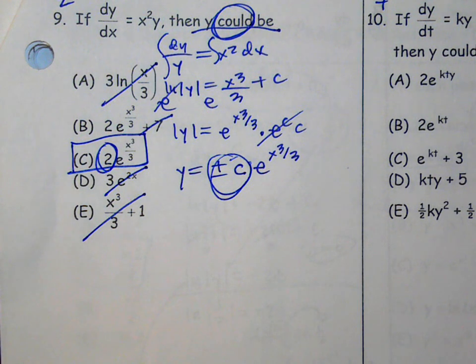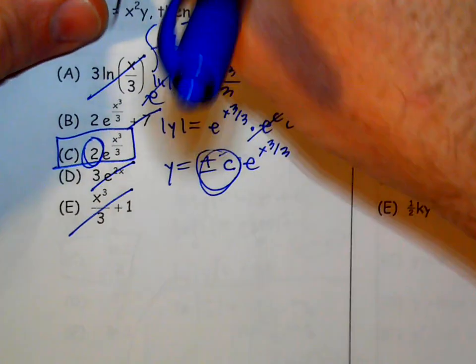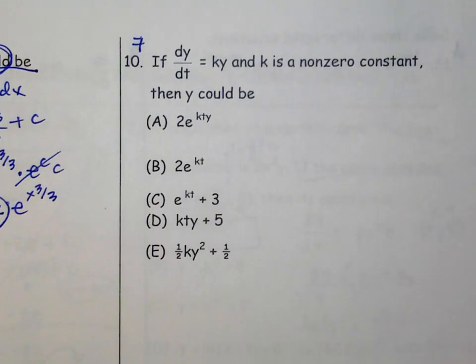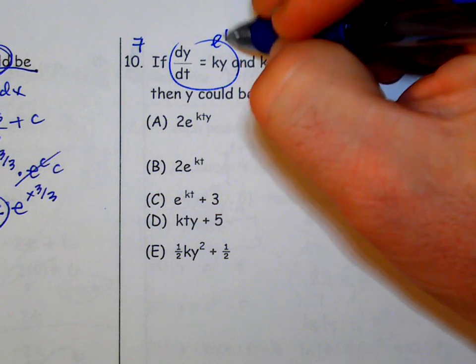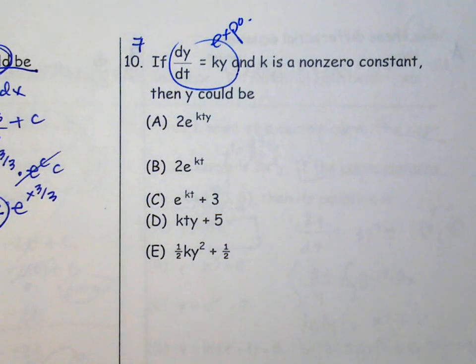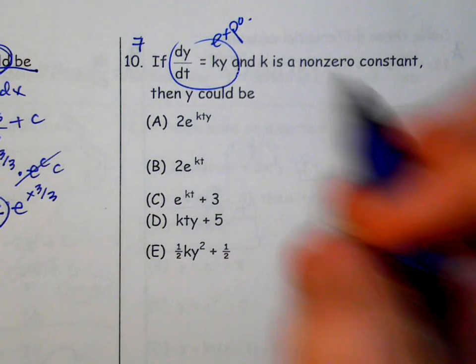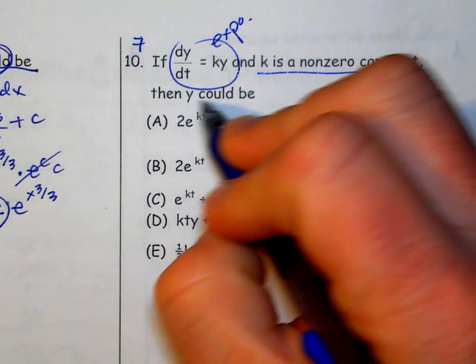So a little variation. Number 10 had a fair amount of questions. It says that's exponential growth, isn't it? You guys got to start recognizing that. dy/dt equals ky. That's the definition of exponential growth as a differential equation. k is a non-zero constant. Then y could be what?